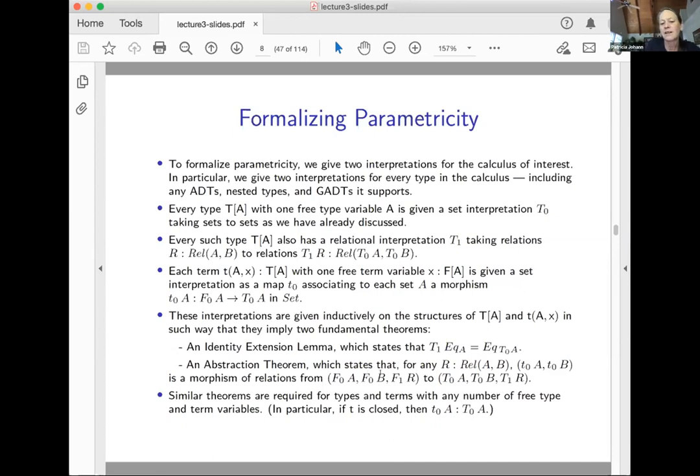Okay. So that's why when I look here, what I'm really saying is that if R is a relation between A and B, and I look at the set interpretation of my term T with a free type variable and a free term variable, and I look at it instantiated at the type A, and I look at it instantiated at the type B, then I should map things related by the relational interpretation of the type of X to things related by the relational interpretation of T.